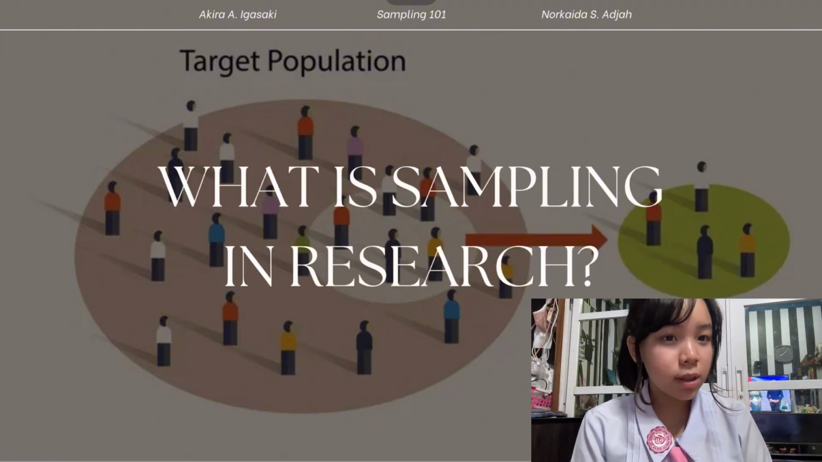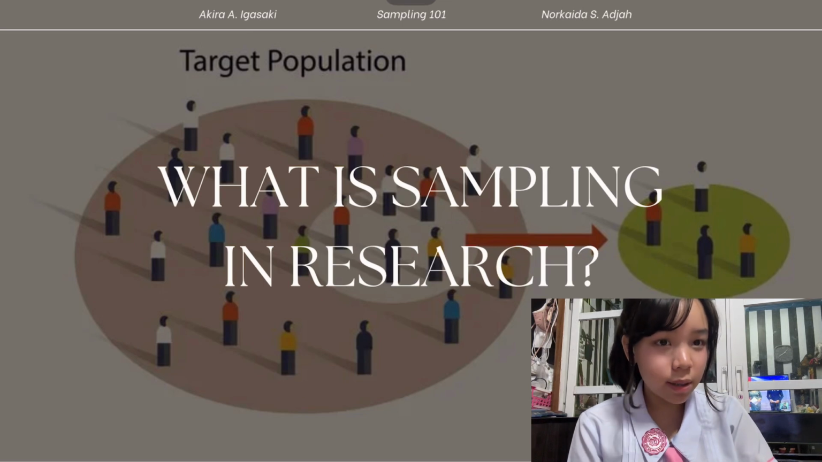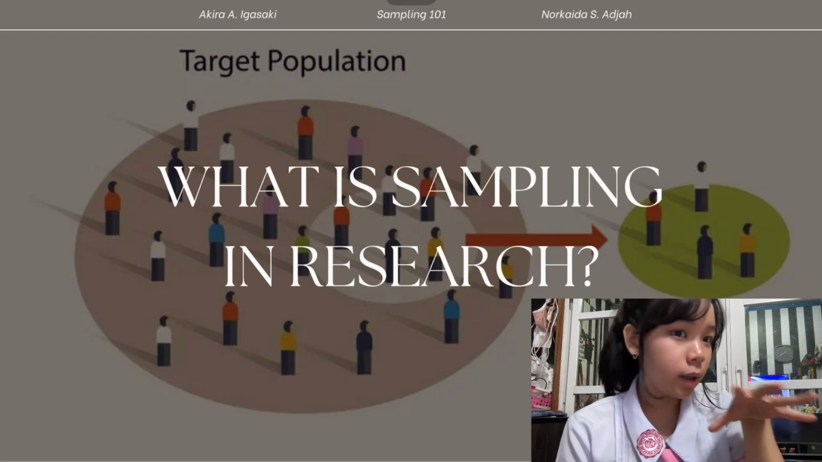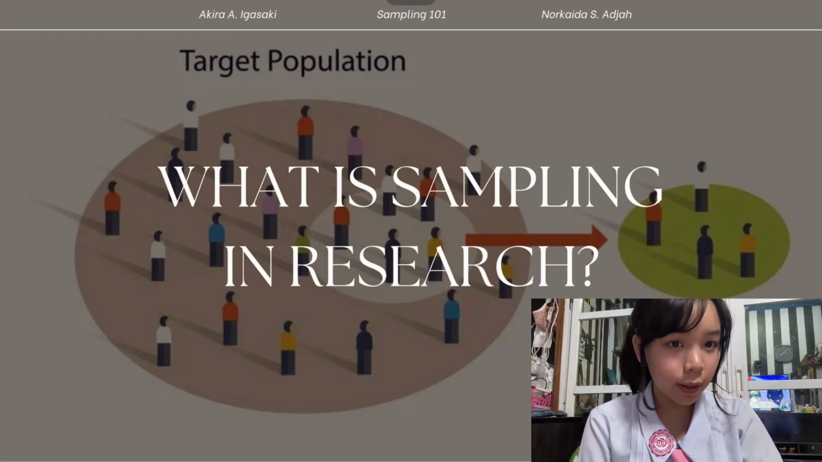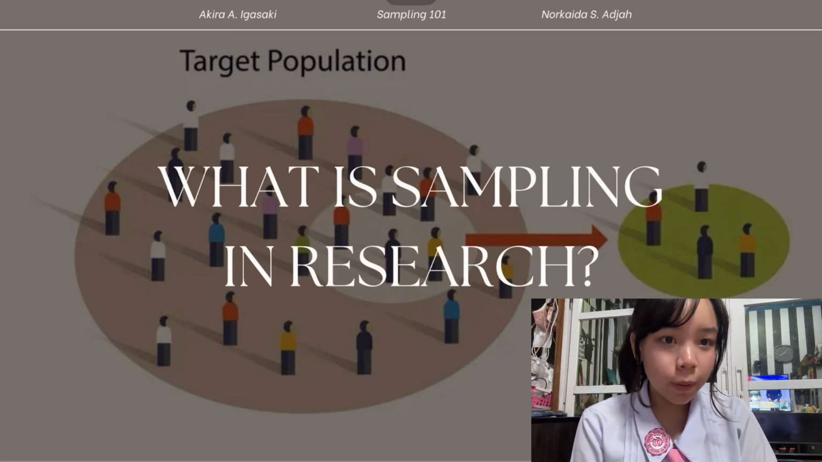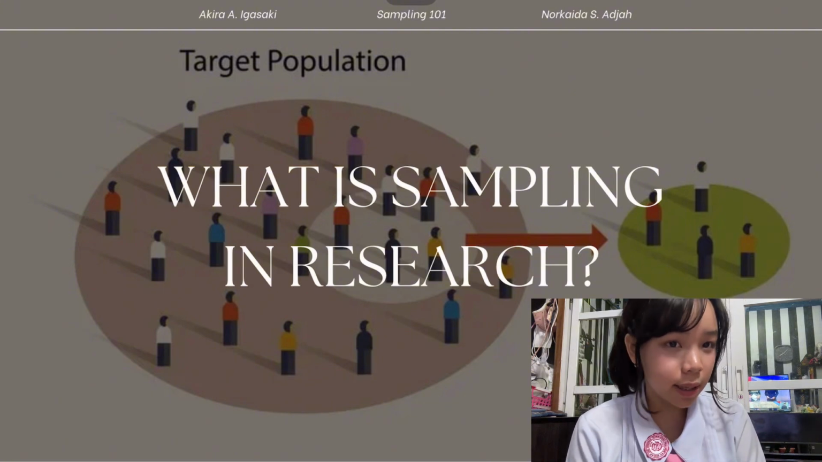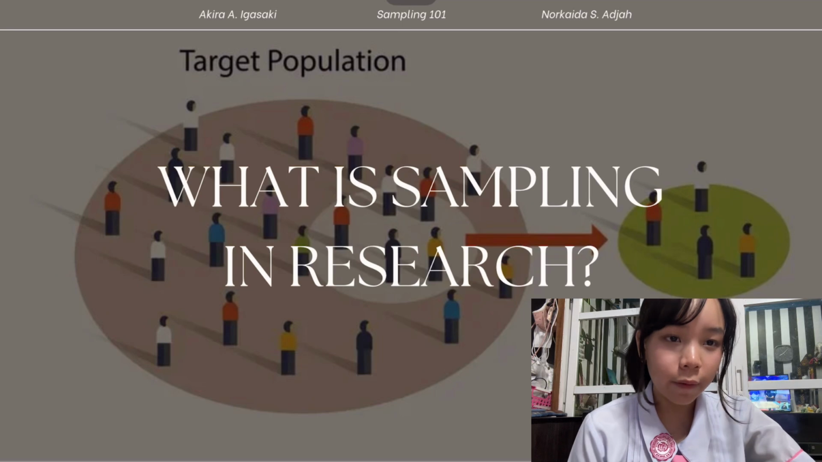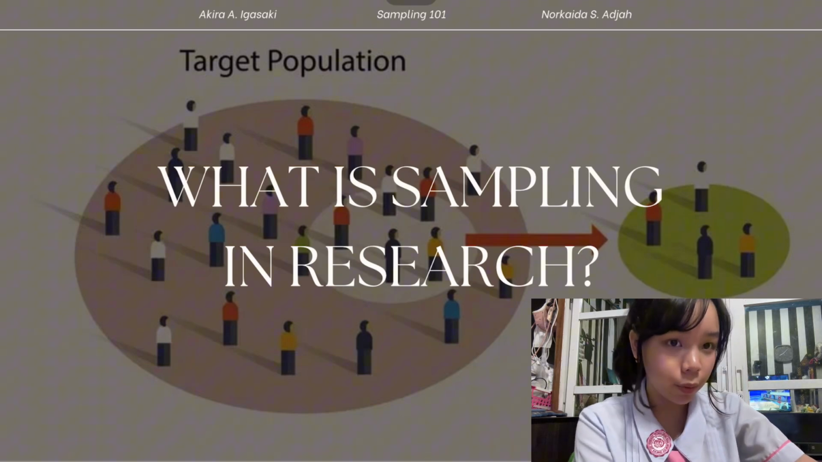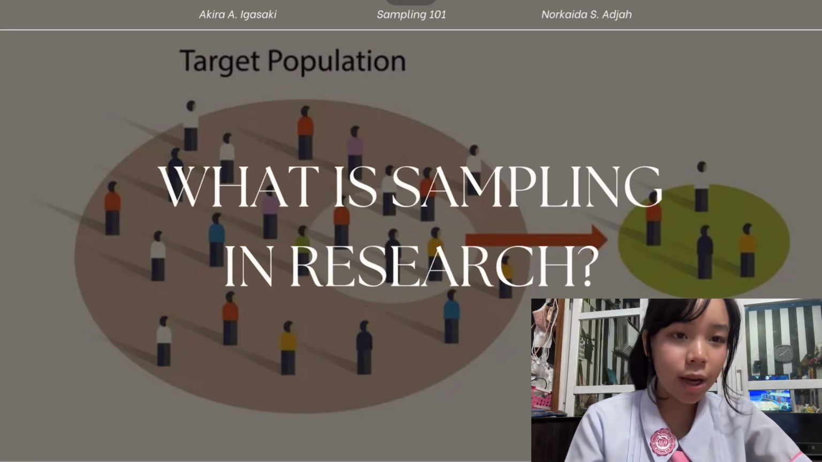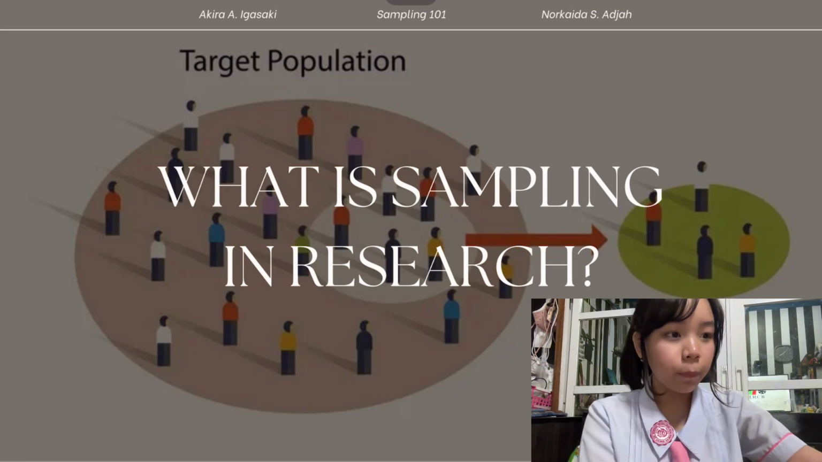When we talk about sampling in research, we're really discussing how to pick a smaller group of people from a larger population to take part in a study. This is super important for gathering data efficiently and getting insights without having to involve every single person in that target group, which would be a huge hassle and take way too long.